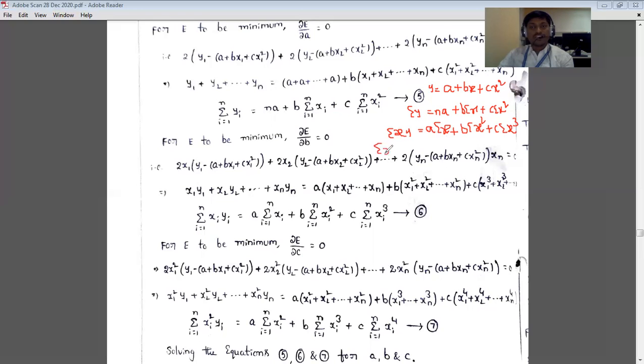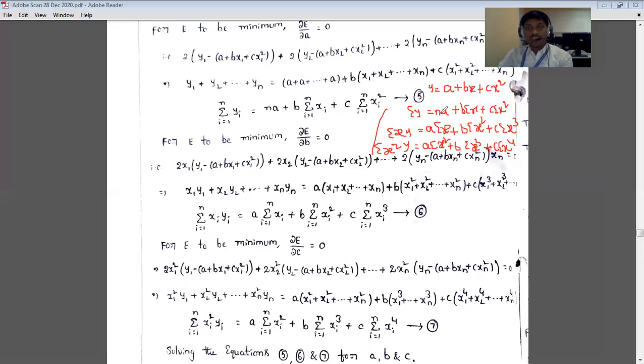So here it is having xy. So x into x is nothing but x square. So summation x square y is equal to a into summation x square plus b into summation x cube plus c into summation x power 4. Okay, so these are the three normal equations. Don't memorize them. If you memorize, obviously you'll write wrong.